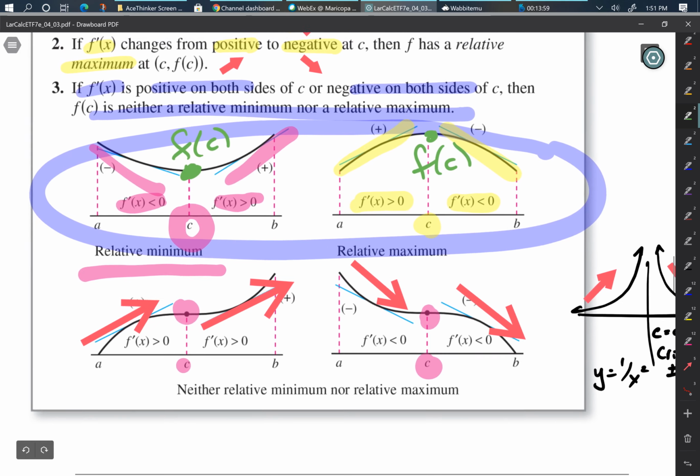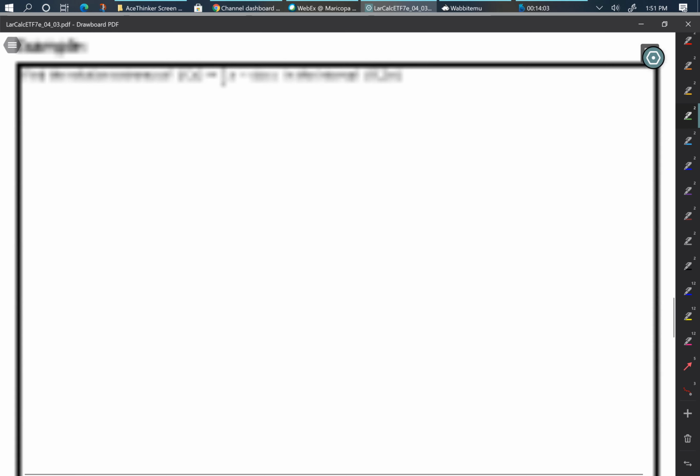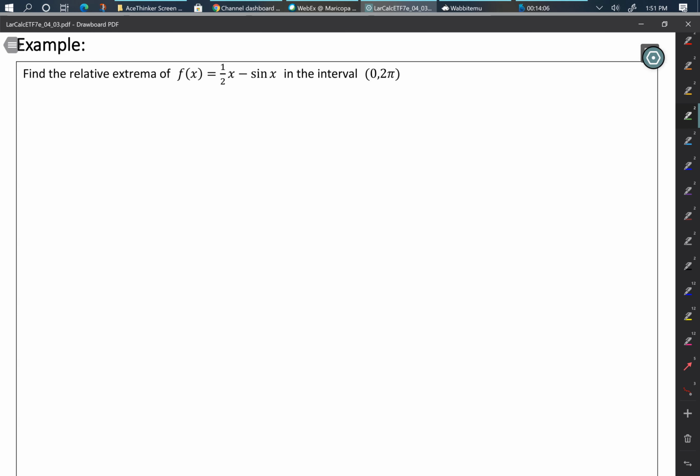Okay? All right, we're at 14 minutes right here. I don't want to start this example with just a couple minutes left, so I'm going to stop the video here, come back and make a part 3, and that'll be where we'll start. We'll find the relative extrema of this function on an interval.